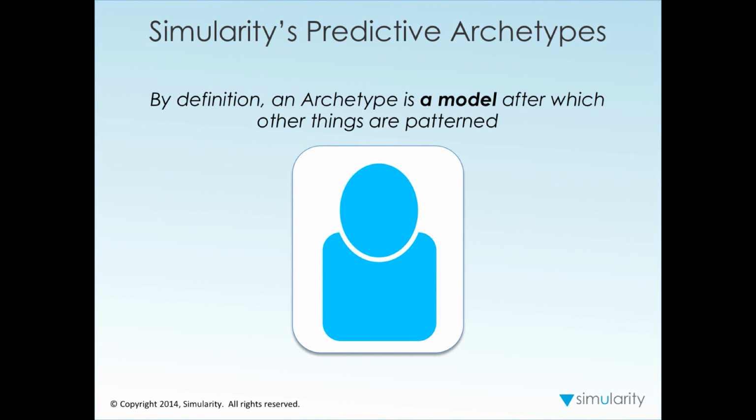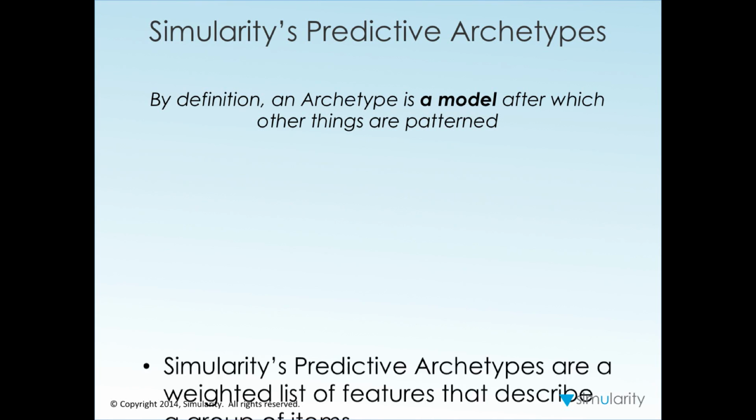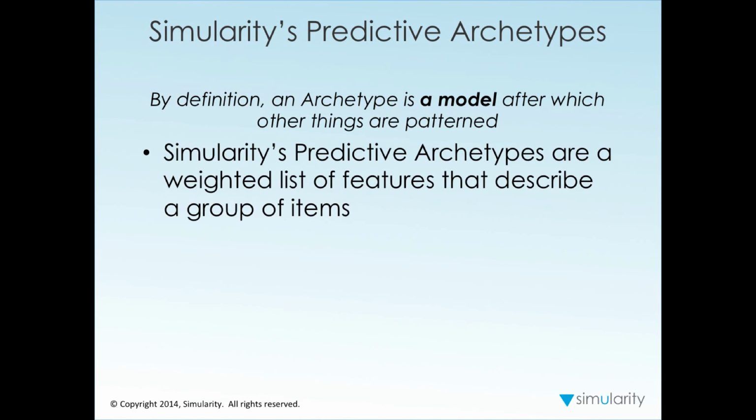We're going to talk about Simularity's predictive archetypes, specifically for time series data. By definition, an archetype is a model after which other things are patterned, and so these are actually predictive models. And our predictive archetypes are a weighted list of features that describe a group of items.